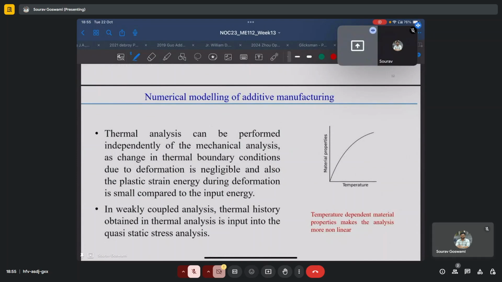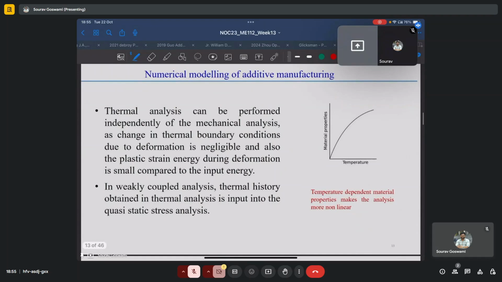Thermal analysis can be performed independently of the mechanical analysis, as change in thermal boundary conditions due to deformation is negligible. Also, the plastic strain energy during deformation is very small compared to the input energy. Also, this is typically what is implemented in most models that we come across, where they only do a thermal analysis. Often it is only a conduction only analysis, that is in the solid state only. Of course, there are various techniques to account for phase change from solid to liquid, such as the apparent heat capacity method. But it is very common to just leave out the convective effects and concentrate on the heat conduction only.